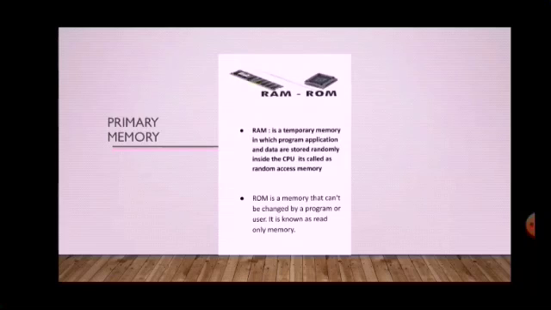The RAM is a temporary memory in which programs, applications and data are stored randomly inside the CPU. It is called random access memory. The RAM data remains only as long as the computer is switched on. If you switch off the computer system, then the data gets deleted from the memory.